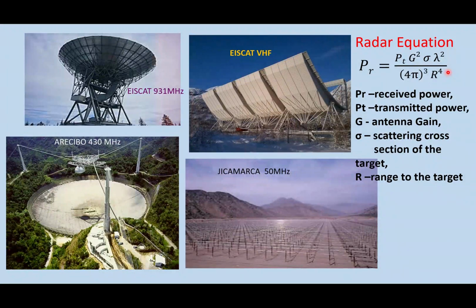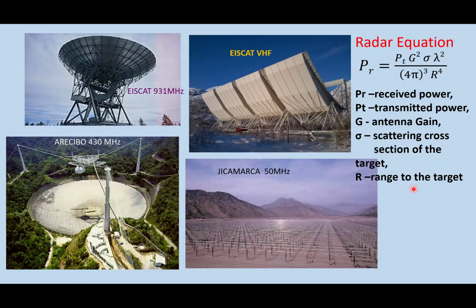So the farther away from the ground the ionospheric point from where we are trying to get signal, the R will be very large, so R to the power 4 will be much larger, so the power will be extremely small. So that limits the maximum height from which we can get measurements. All the parameters are listed here. Though it is extremely small power, with sophisticated signal processing techniques it can be recorded, and a lot of studies can be made.